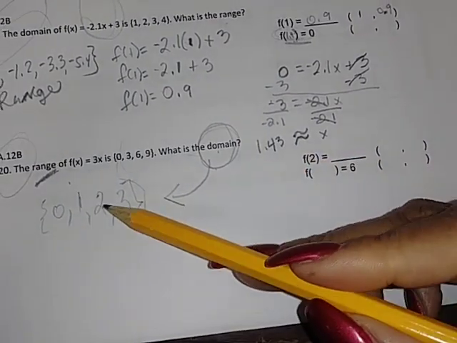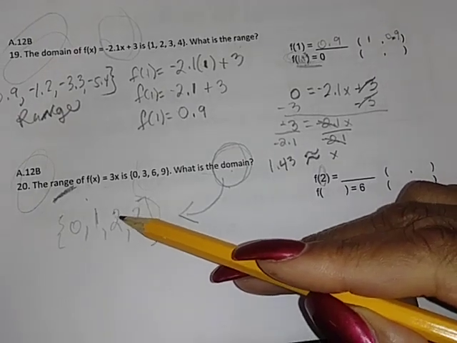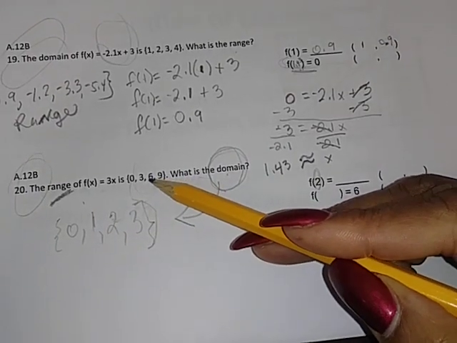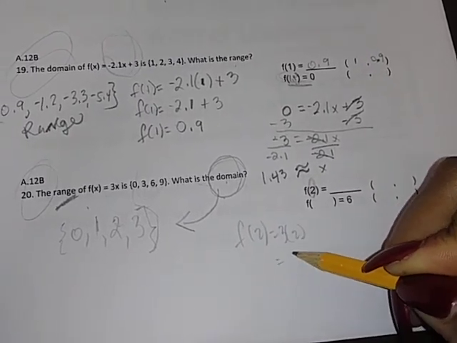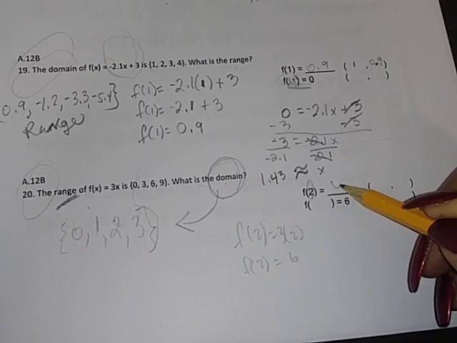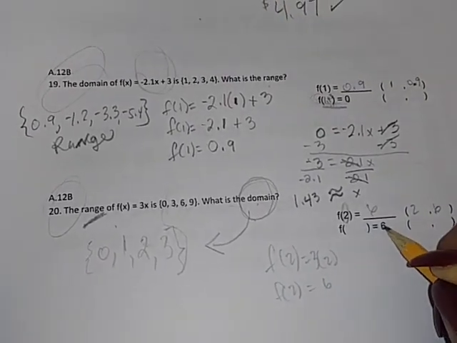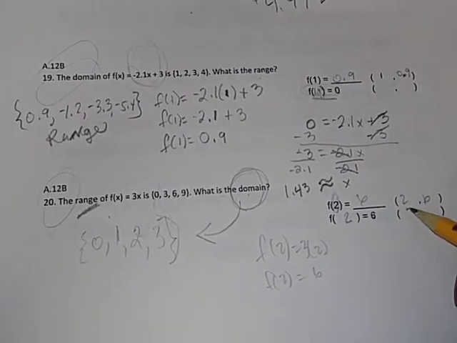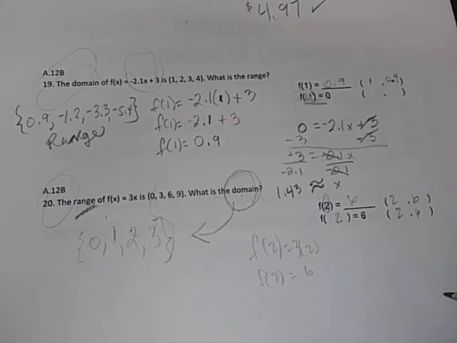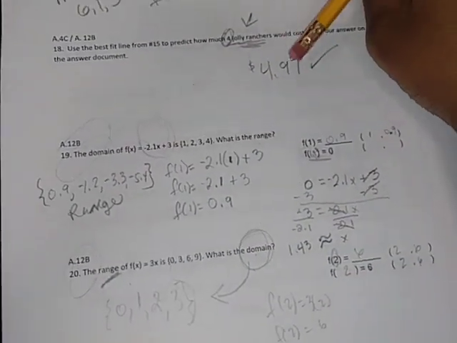F of 2. That means x is 2. When x is 2, what was the y value? 6. Or you could say f of 2 equals 3 times 2, which is 6. So 2, 6. And when is the y value 6? When x is 2. Look at that. Kind of cool, right? Okay, 2 more problems.